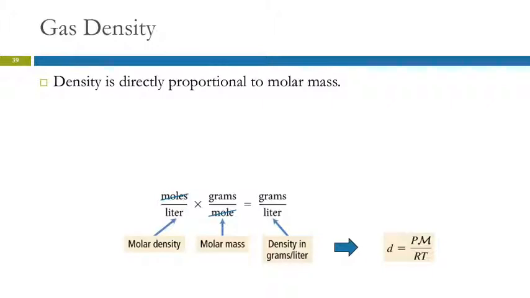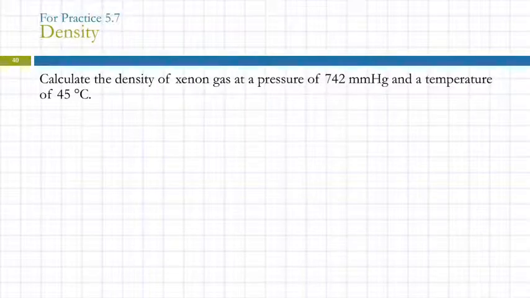The gas density is directly proportional to molar mass, and your book goes through this and shows you that you could do it this way. The density is equal to the pressure times the molar mass divided by RT. In my opinion, that's just another equation to remember, and so I'd prefer to just stick with density as mass over volume, choose a mole, and go from there. So that's what I'm going to demonstrate for you.